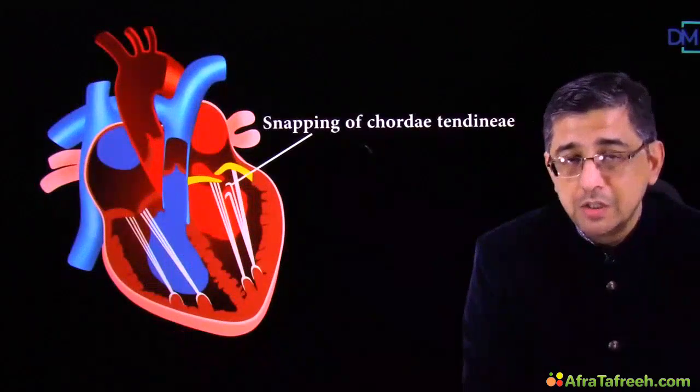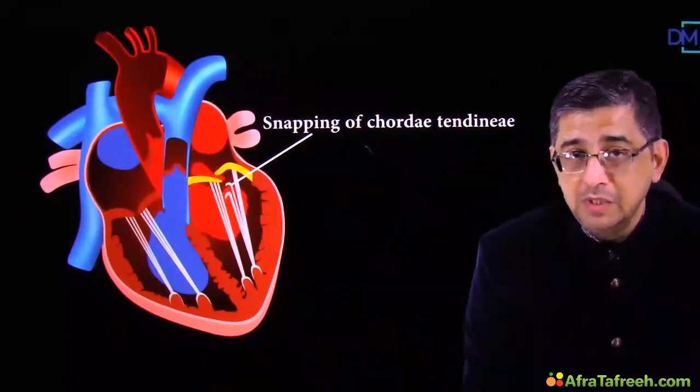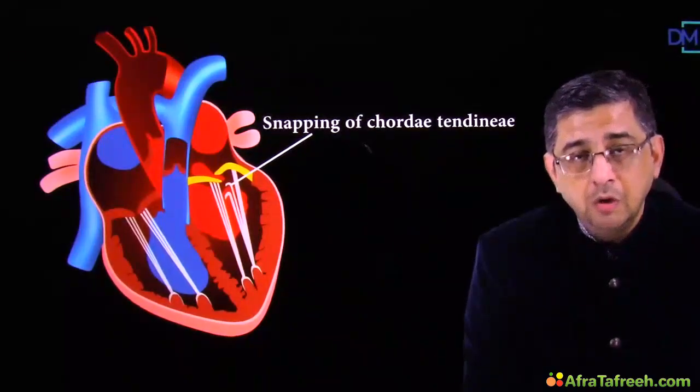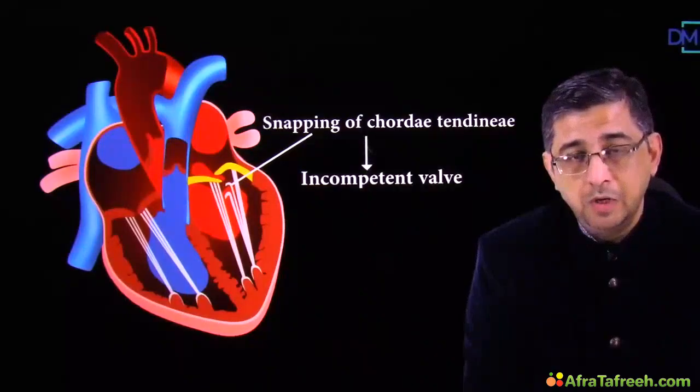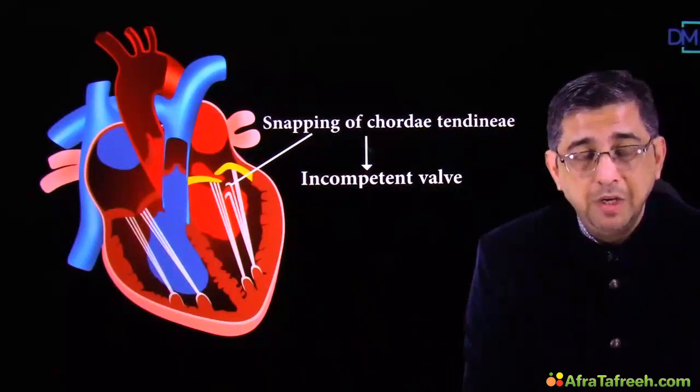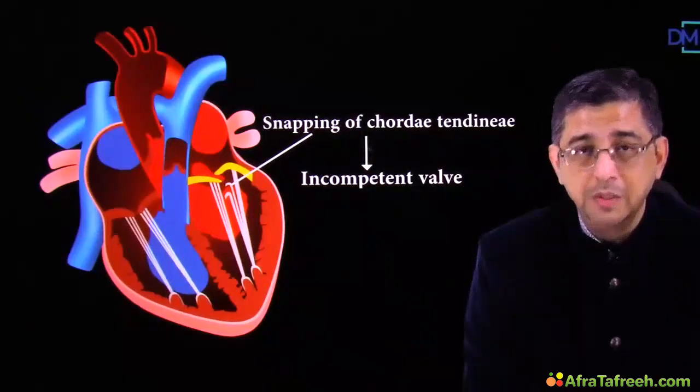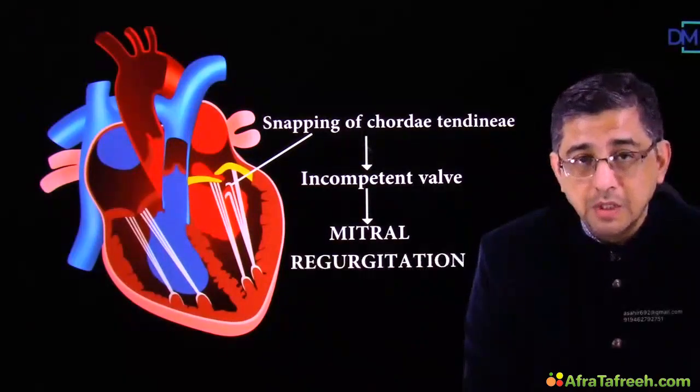The second big problem in these patients is that, God forbid, these chordae tendineae may snap. Why would they snap? Maybe due to infective endocarditis, damage by Aschoff nodules, or rheumatic fever. If they snap, you would have an incompetent valve, and what I mean by an incompetent valve is that now the left ventricle will be decompressing into the left atria. In simple English, mitral regurgitation.